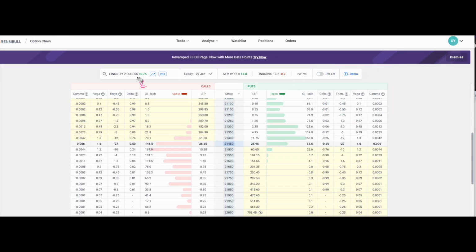Traders, here you can see Fin Nifty is currently trading at 21,442. Now exactly at this level we cannot enter. When we're trading an option, we need to choose a strike price. Now if my view is bullish, what do I do? I enter a call option. But there are so many strike prices. Which strike price should I choose? Now the closest strike price to the current market price is 21,450. Now it is trading at 27 rupees.